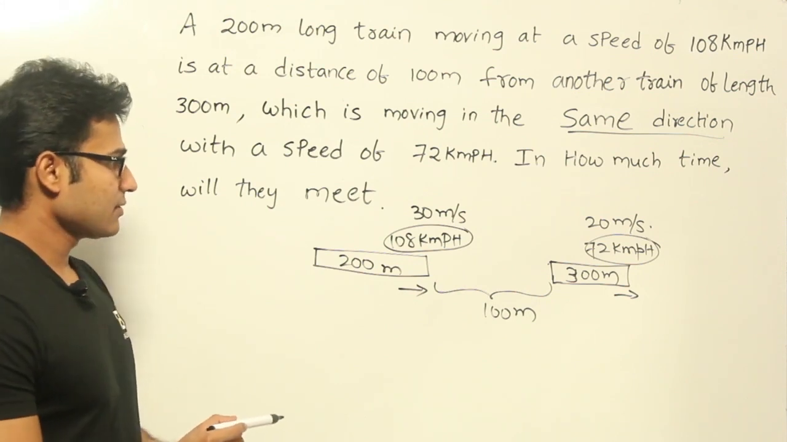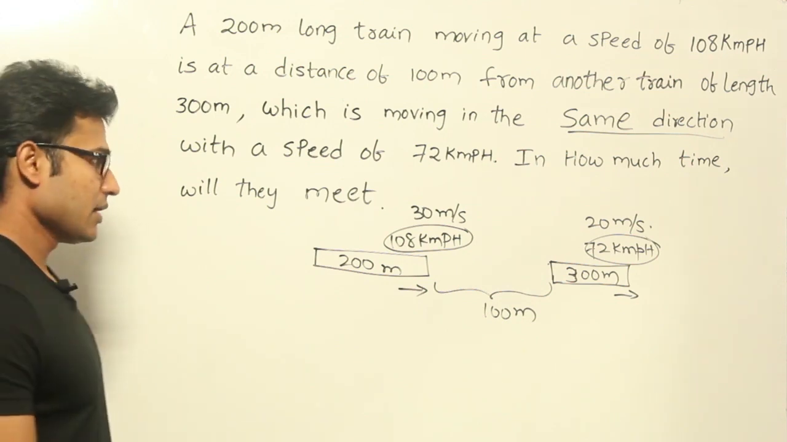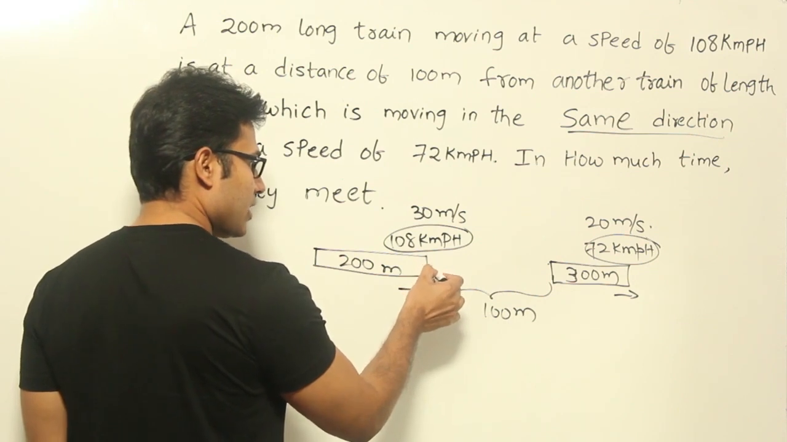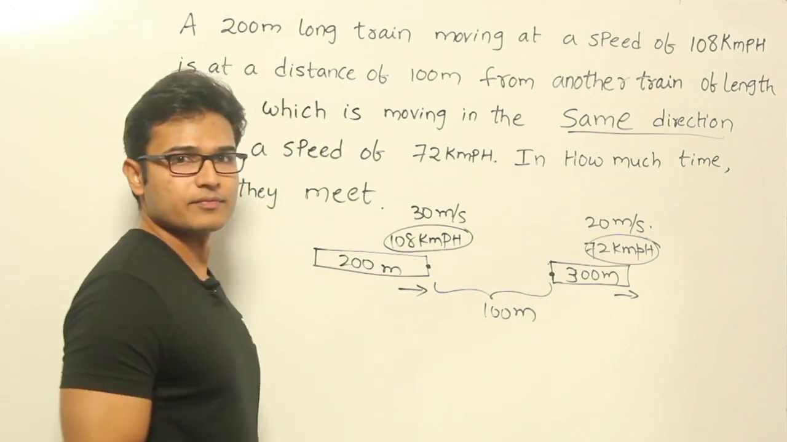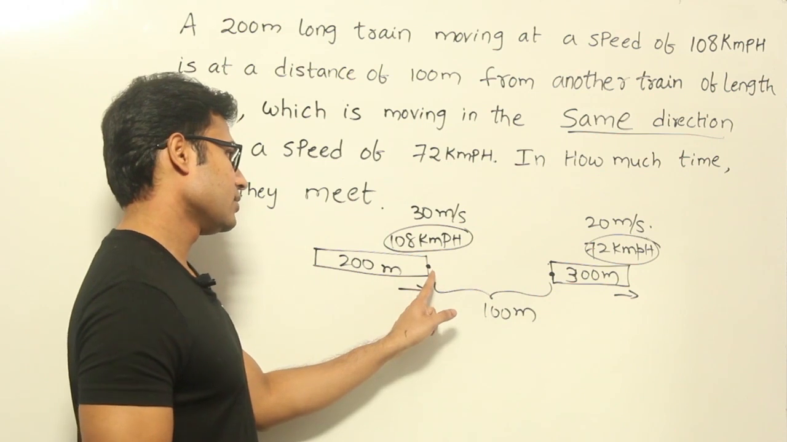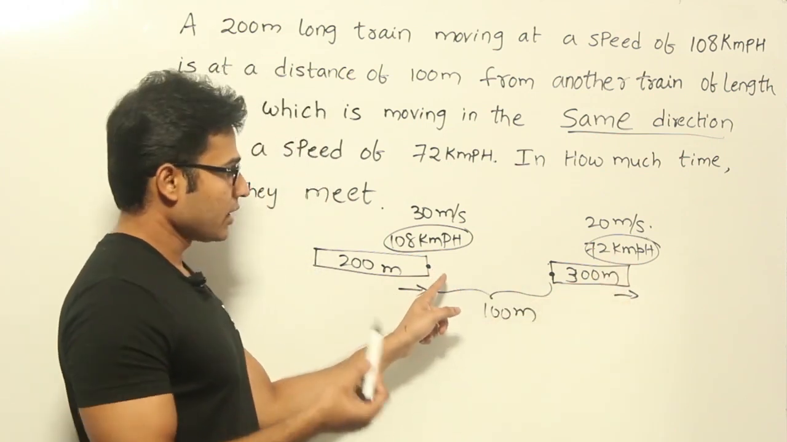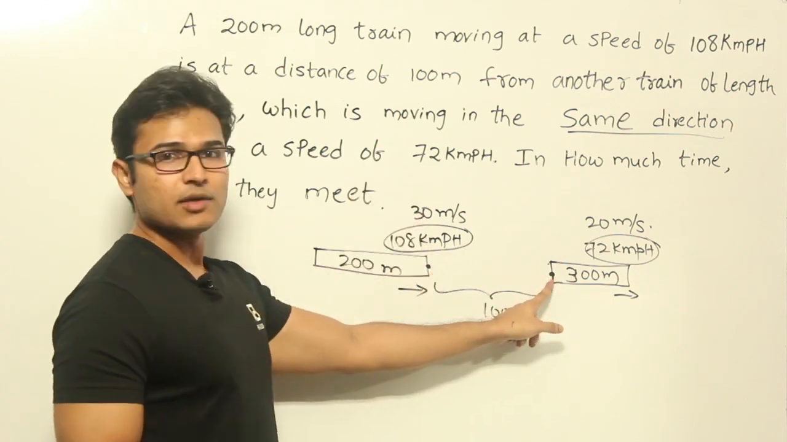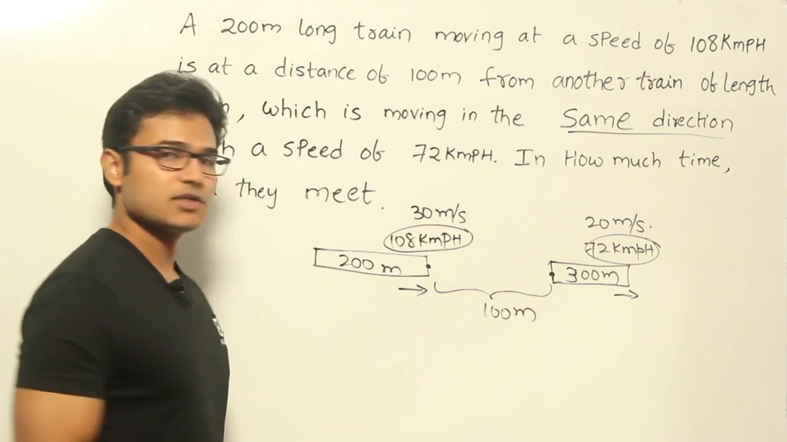Meeting means they have to specify clearly. In the exam they will give it clearly, but here I assume that they meet when the starting point meets the ending point of the other one. Otherwise they will clearly specify. If they mean the starting point has to meet the starting point, they will specify it. Here we are working under the assumption that the starting point is going to meet the ending point of this train. That is what we call meeting. Otherwise they will clearly specify it.